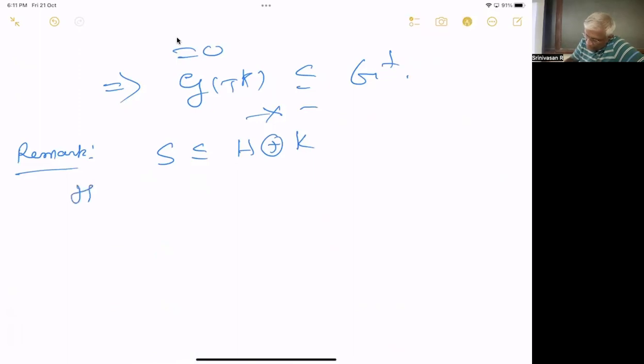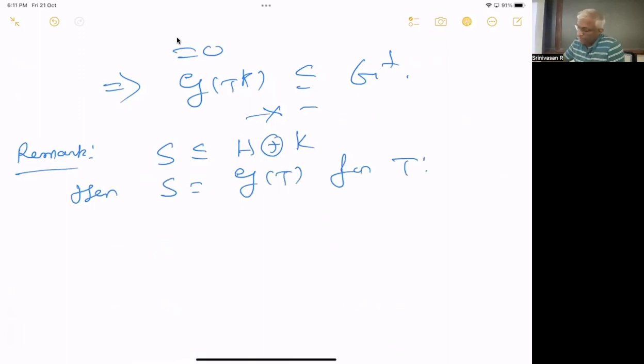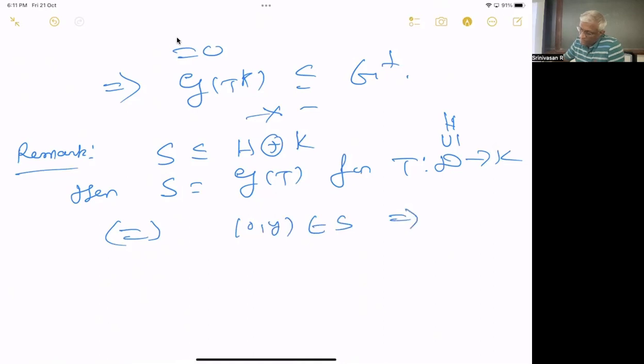Then S is equal to the graph of T for some T, from D contained in H to K, is equivalent to saying that (0, y) in S implies y equals 0. This condition I write as a proposition or remark. It's actually direct, but let us prove it.